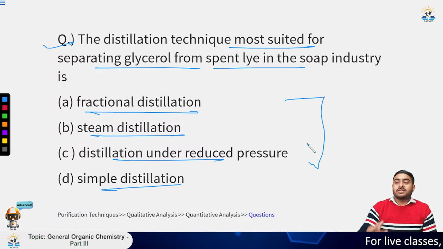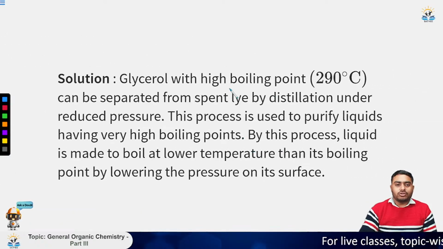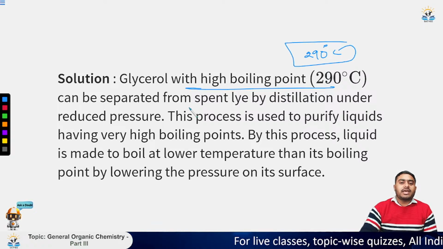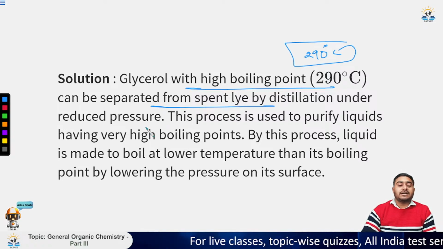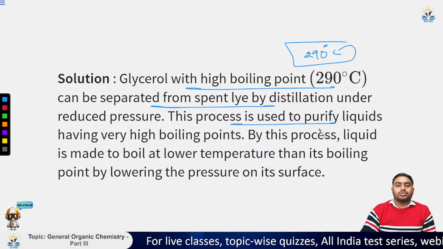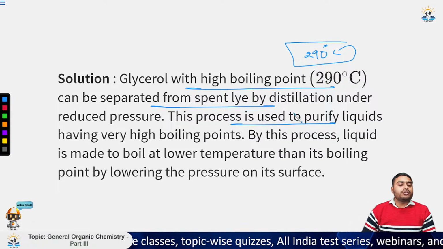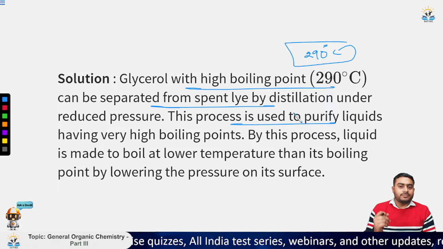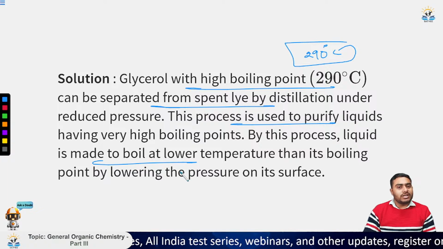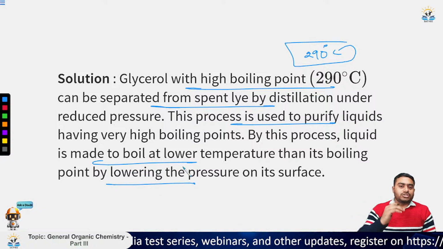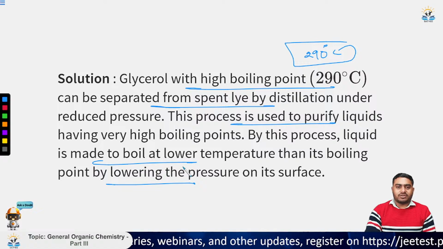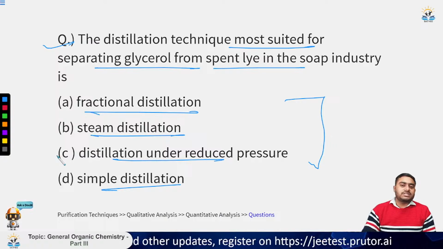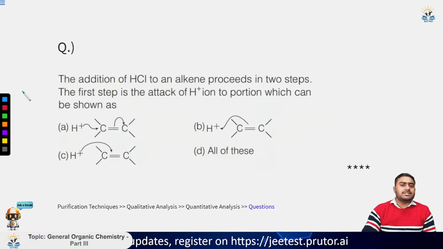The point here is separating glycerol. You can see here glycerol, with a high boiling point of approximately 290 degrees Celsius, can be separated from spent lye by distillation under reduced pressure. This process is used to purify liquids having a very high boiling point. By this process, the liquid is made to boil at a lower temperature than its boiling point by lowering the pressure on its surface. That's a very interesting process. So this is distillation under reduced pressure. What is the right answer? Option C. Let's discuss the next question.